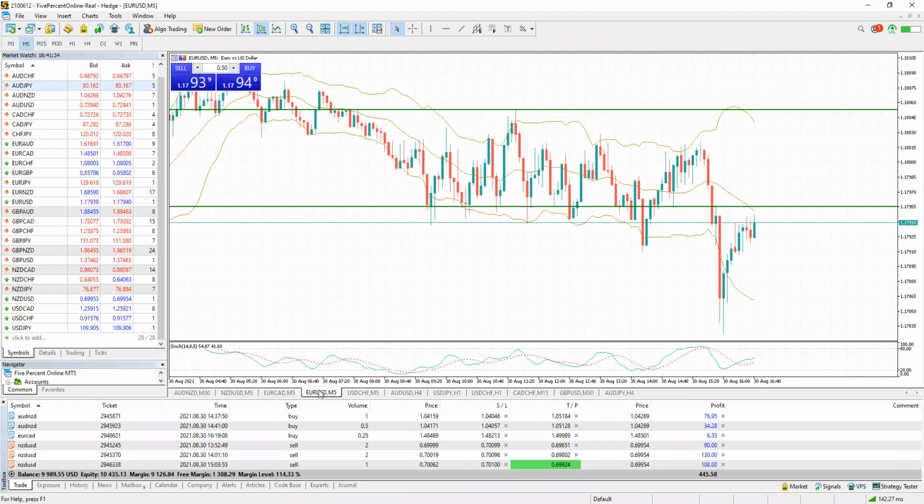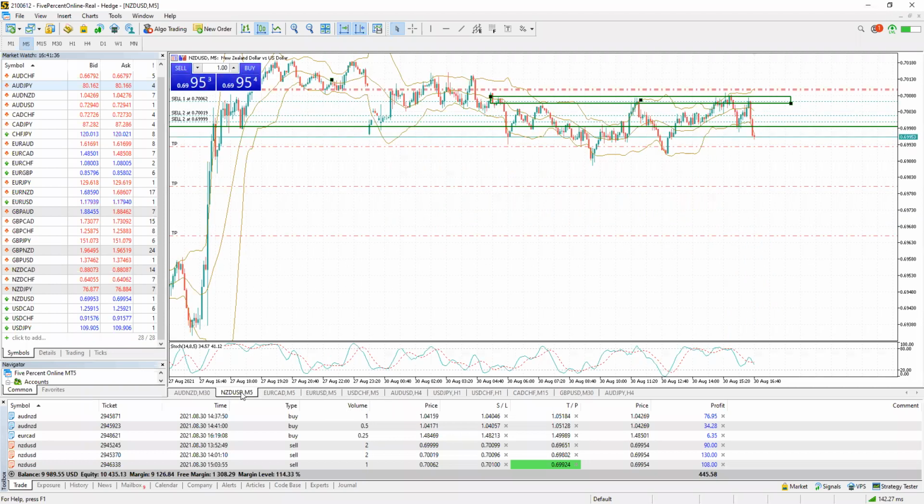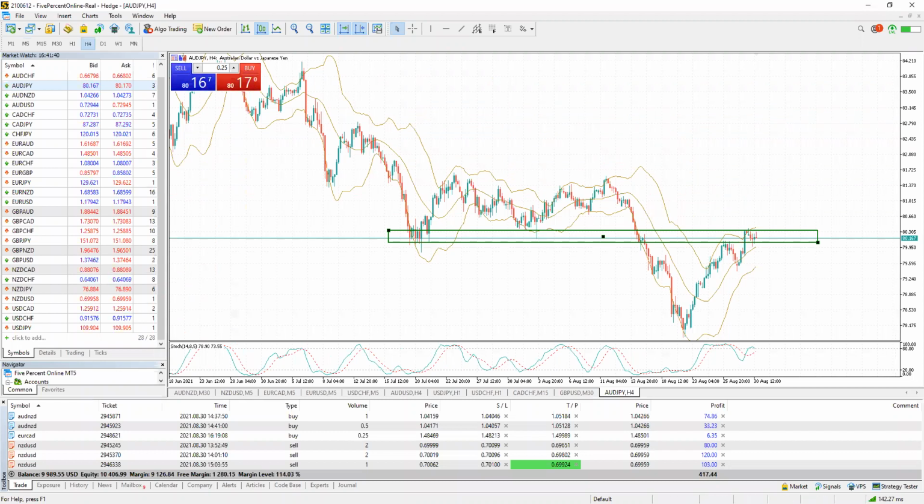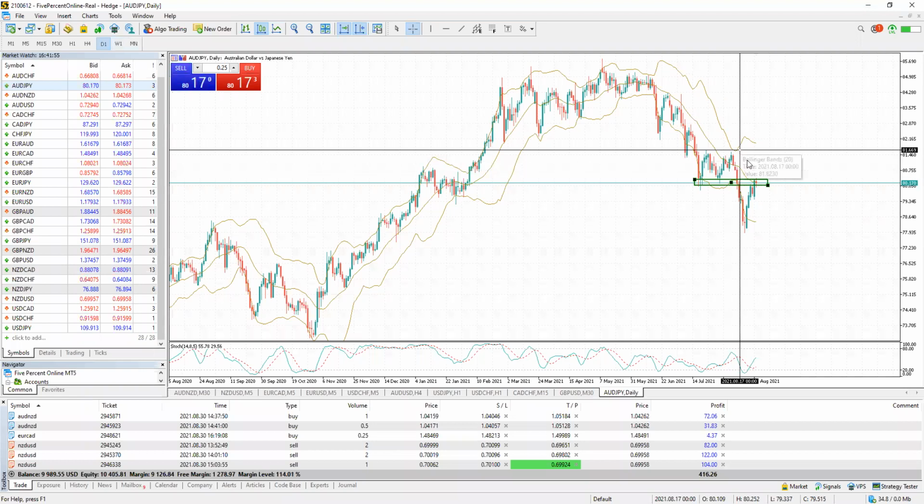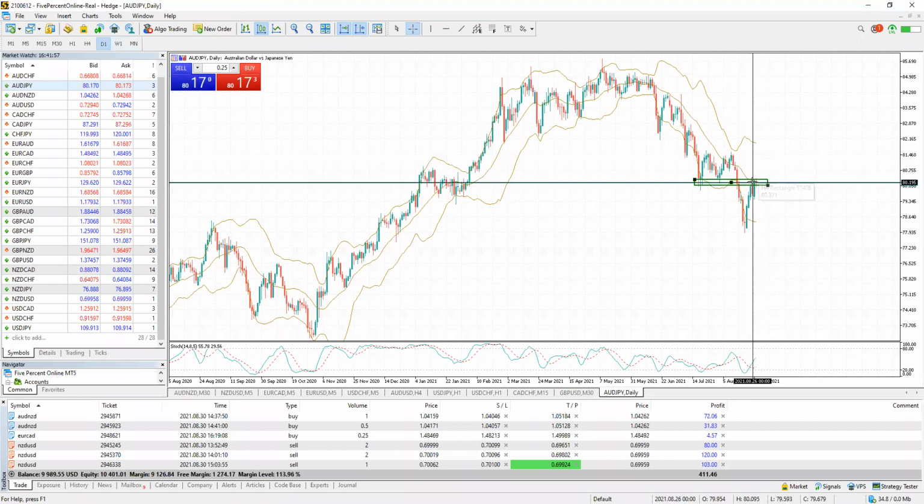Maybe we have a move on the euro dollar. No, not yet. On Australian JPY, we actually have a key zone level here. We had this support one time, then we break it, and actually we are starting to make a retest here.